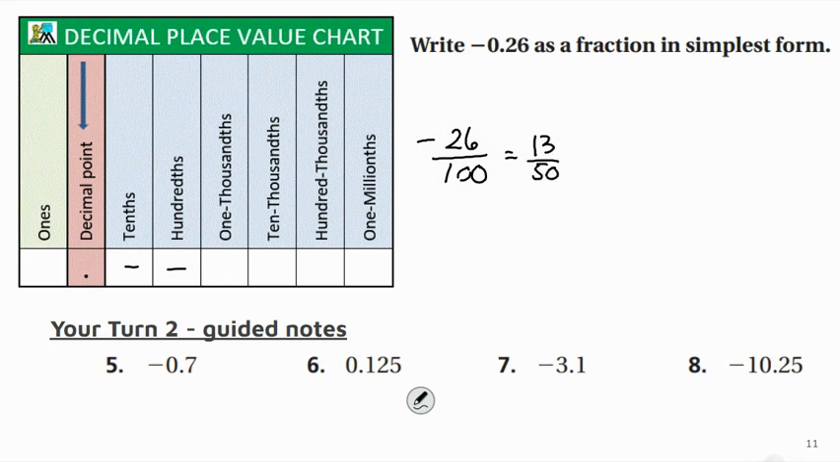And I'm done. So on 6, you're going to have 1, 2, 3. So you're just going to go 1, 2, 3. And then you'll see it's 125 over 1,000. So try those out, pause the video, and then when you're done, you're going to check your answers at the end of the video. Okay.